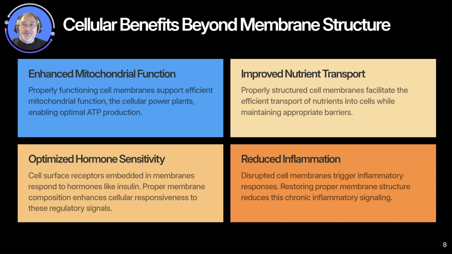And finally, reduced inflammation. Disrupted cell membranes trigger inflammatory responses. Restoring proper membrane structure reduces this chronic inflammatory signaling. These cellular improvements, which include increased energy, improved mental clarity, better skin health, and enhanced digestive function, are just the beginning. The comprehensive benefits of the carnivore diet will leave you feeling reassured and confident in your dietary choices.